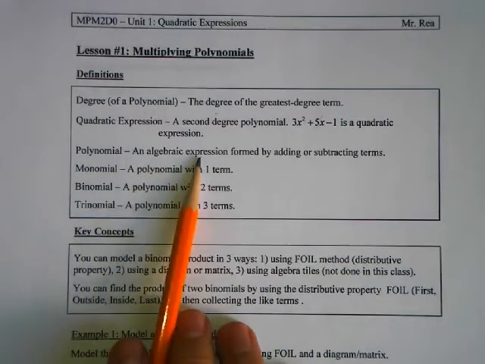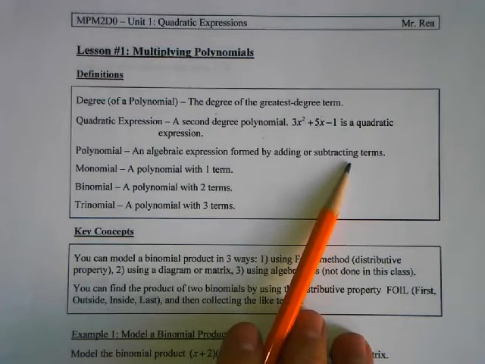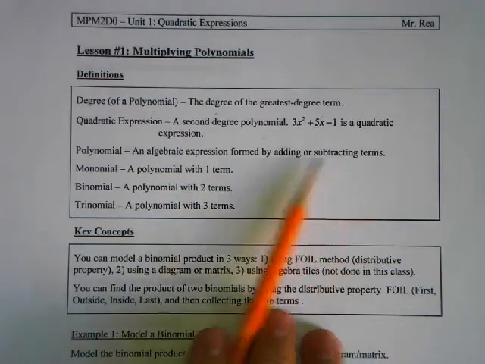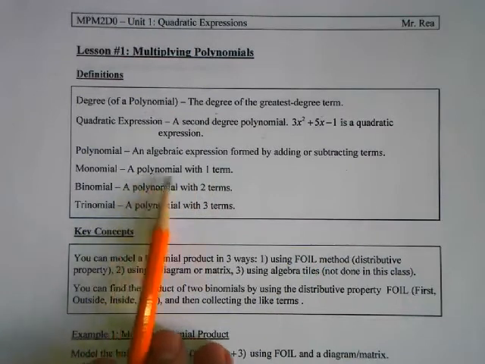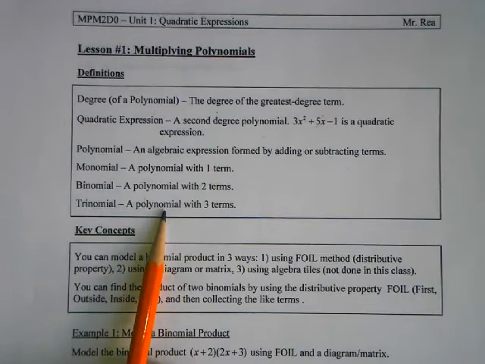And a polynomial is an expression where you're adding and subtracting terms, and it could have any number of terms. It can also have a single term, which would be called a monomial. If you had 2 terms, it's called a binomial, and a 3 term is a trinomial. Okay.